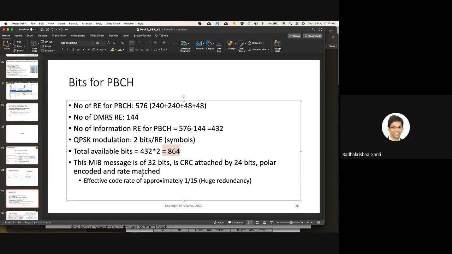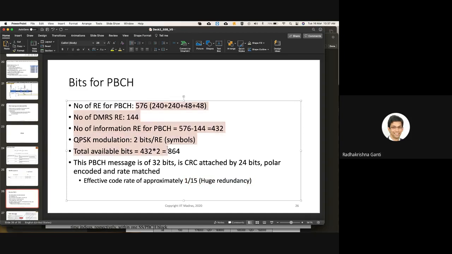It turns out that the actual message, the PBCH message, is 32 bits, and there's a CRC of 24 bits, so effectively it is 56 bits. These 56 bits are encoded into the 864 bits using a polar encoder and rate matching. Effectively the code rate is 1/15, so there's a lot of redundancy built into the MIB so that it's decoded correctly even at very low SNRs.